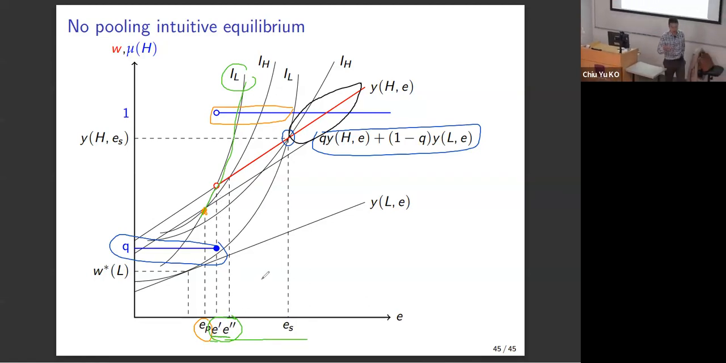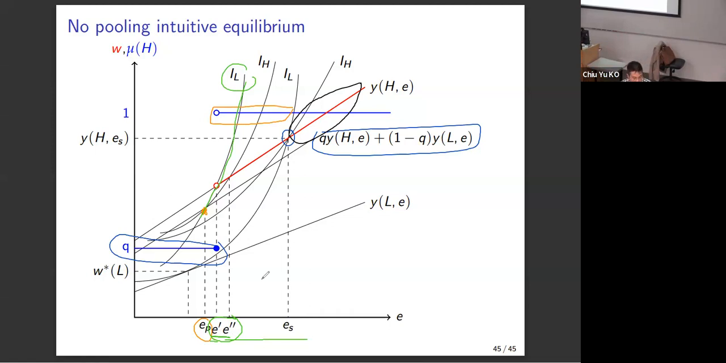Because the high type said, I tell the firm, everyone got EP. I said I have education at more than E prime. I tell the firm, hey, look, the low type cannot get this much. Even though the low type thinks he can get this education, he is actually worse off. So when I get more than E prime, you should believe me, I'm high type.